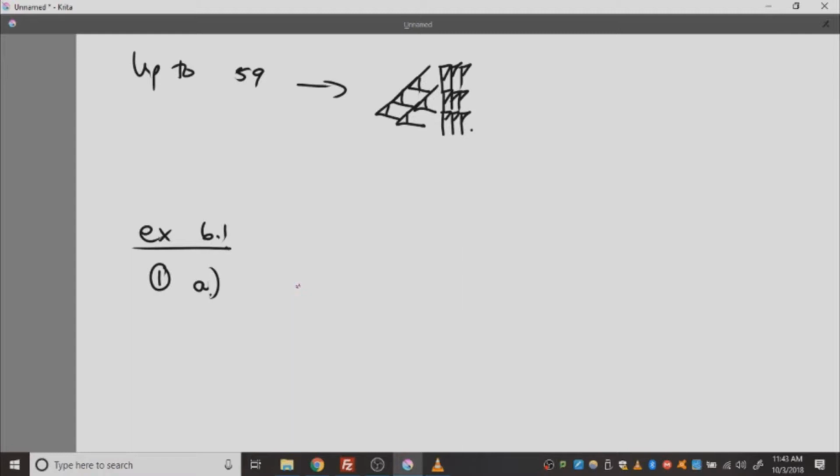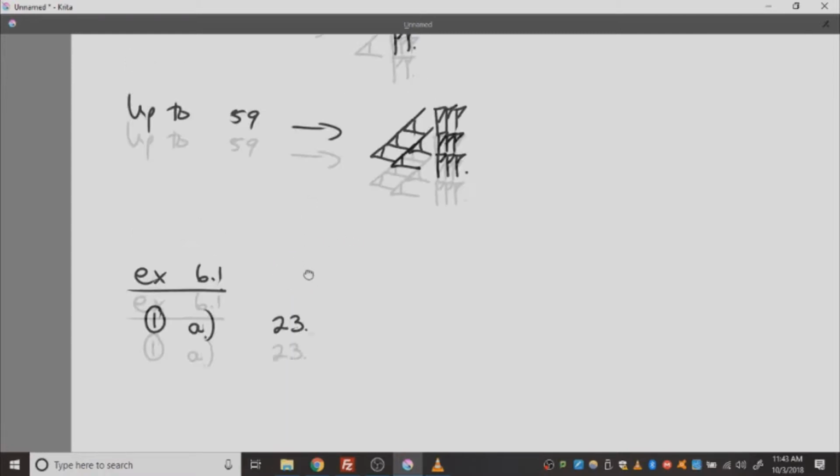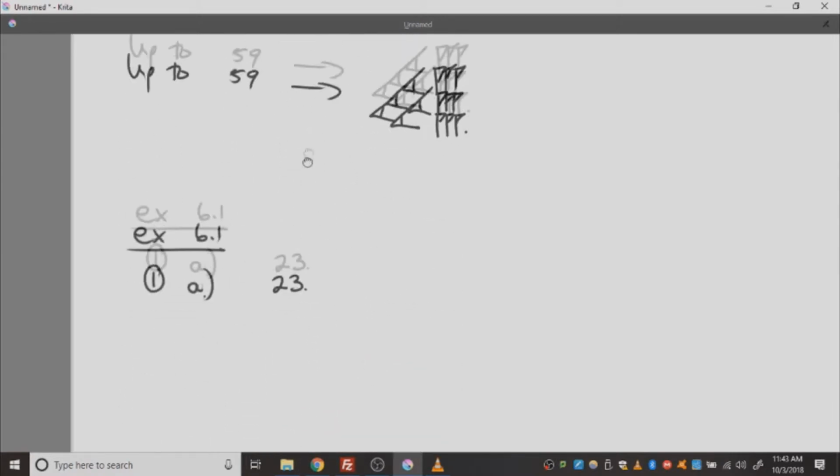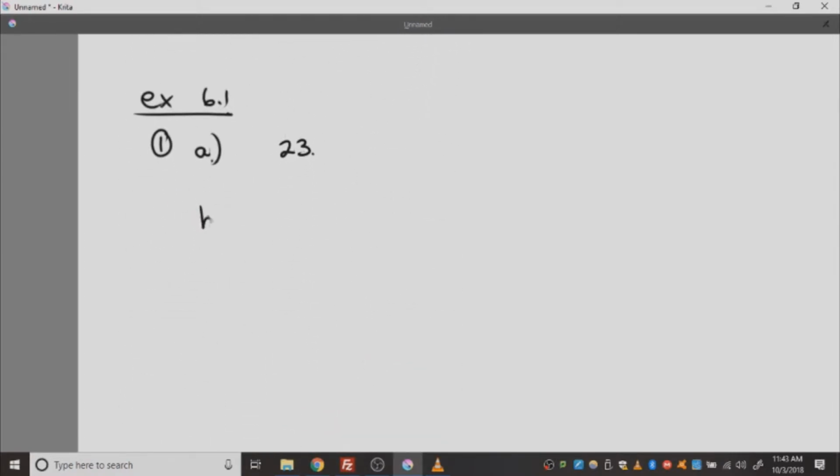23. 2 tens, 3 ones, 23. Did we do 23 by accident? Oh, oops. Is everyone happy? You literally just count the tens and you count the ones. But they're all one thing. Then in B, what is the decimal number? 4 tens and 7, so 47. See, it's actually quite easy.